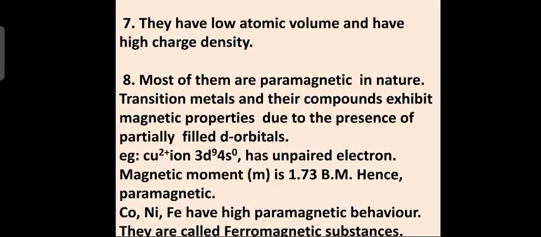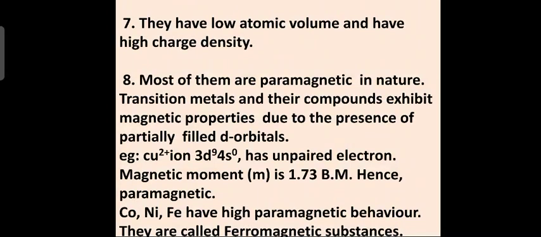7th point: they have low atomic volume and high charge density. Atomic volume is very low, therefore they have high charge density. What is the formula for density? Mass by volume, correct. Density is equal to mass by volume. Low volume means volume comes in the denominator, so if volume is less, then density will be more. Therefore, since they have low atomic volume, the transition elements have very high charge density.